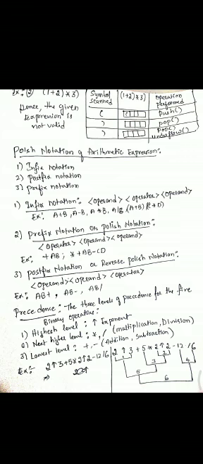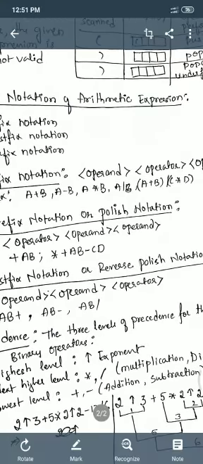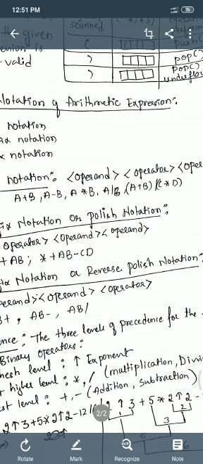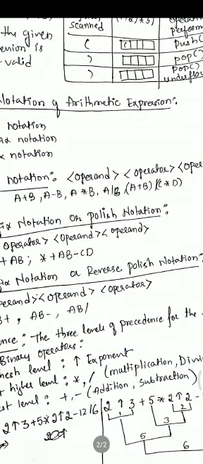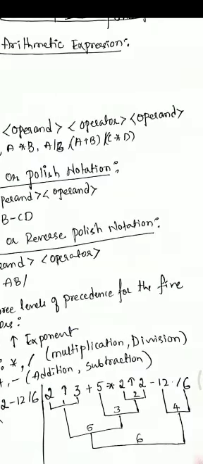So let us look at evaluating an expression by using priorities. Take an example, 2 exponent 3, that is 2 to the power 3, plus 5 multiplied by 2 to the power 2, minus 12 by 6. The given expression is written like this: 2 exponent 3 plus 5 into 2 exponent 2 minus 12 by 6. Based on the priorities I am going to evaluate this expression.